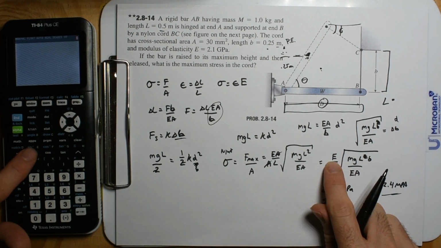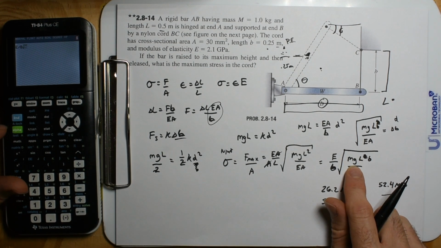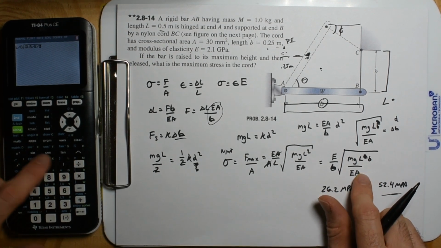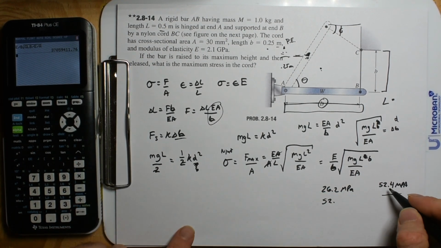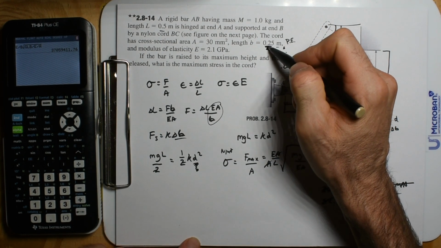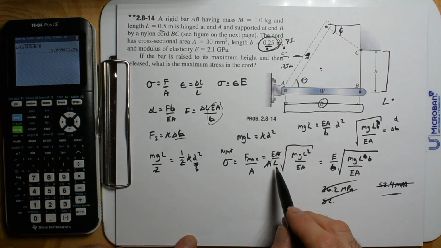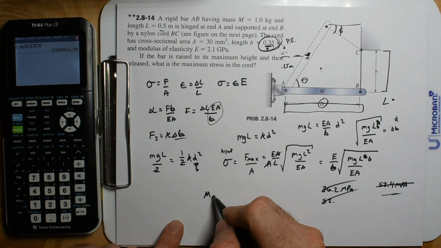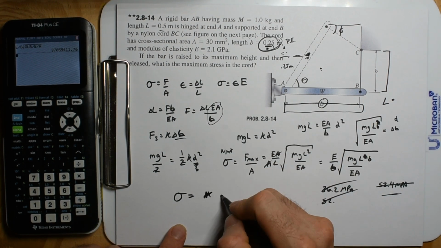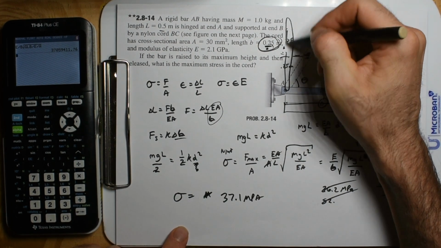So we're going to go alpha E divided by alpha B, square root. M is just 1, but we need an alpha G, alpha L, alpha B, divided by alpha E, divided by alpha A. Enter. Hell yeah. And like I said, it wasn't just a factor. This length comes up twice. But anyway, so our stress in the cord is 37.1 megapascals, dropped from a vertical height.